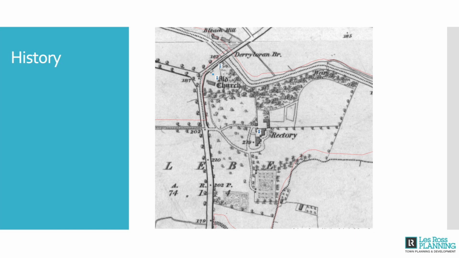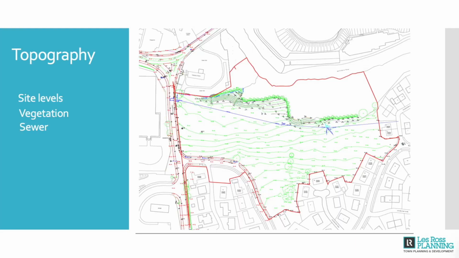So the Old Rectory Park name refers to the fact that there was a rectory there historically. The next slide shows the existing topography of the site.